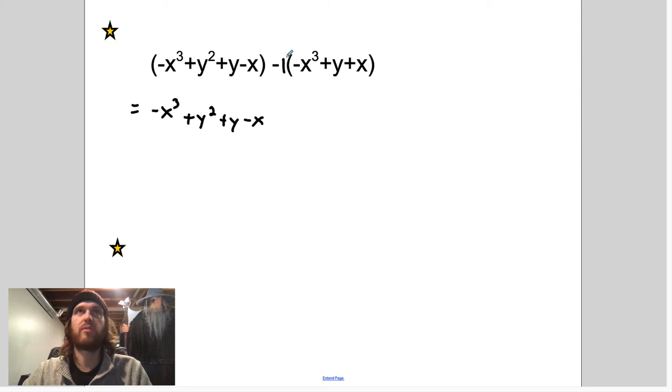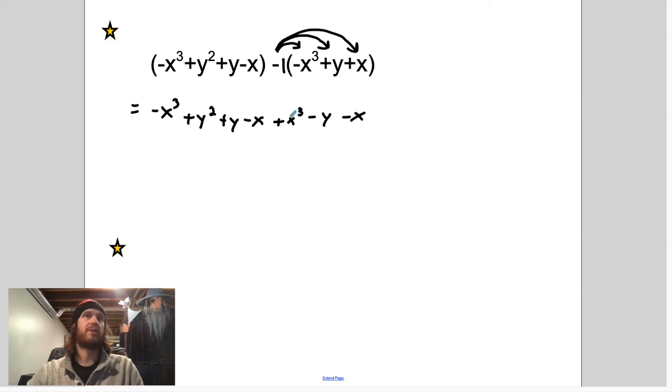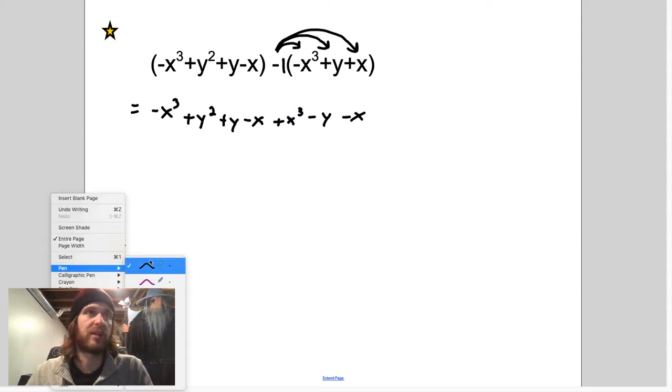This is really like distributing a negative 1. We have to make sure that we change the sign of all of the terms in the second group. It's this minus all of these, so we have to do the opposite, or negate all of the things in the second group. So this is negative, so it'll become positive x to the third. This is positive, so it will become minus y and then minus x. And now we can do business as usual, what we've been doing to simplify by combining like terms.